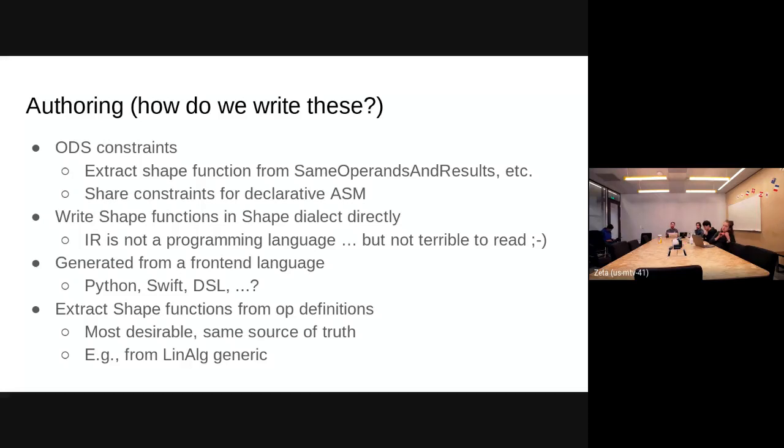Then of course you can actually write the shape functions in the shape dialect directly. Now, this is of course the normal caveat: the IR is not a programming language, but in my biased opinion, it's also not terrible to read. I actually find it reasonably readable. But again, probably my bias. And also because we get to decide what ops they are, we can keep it pretty minimal.